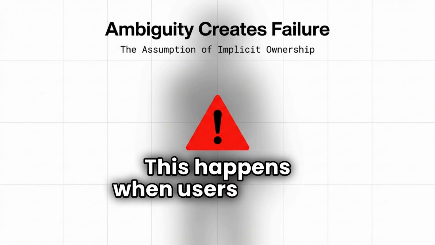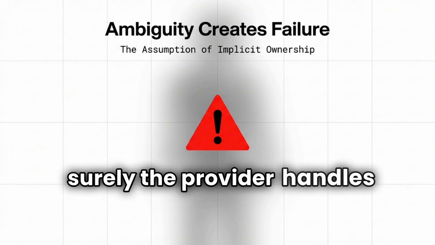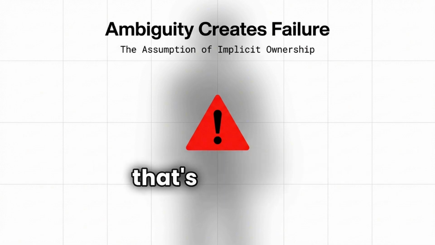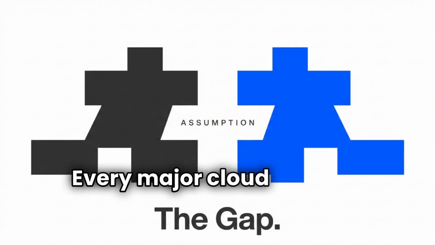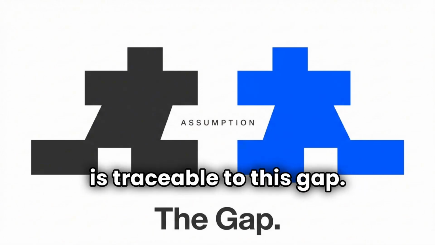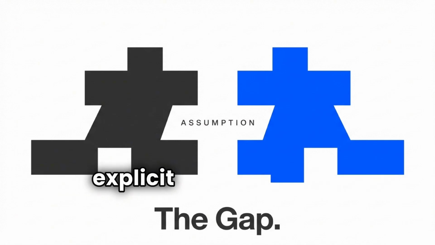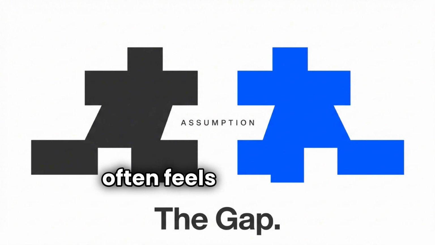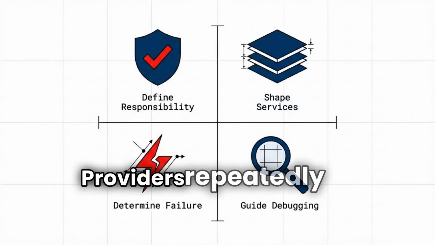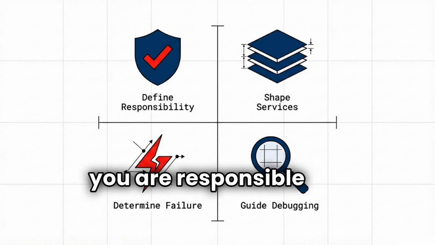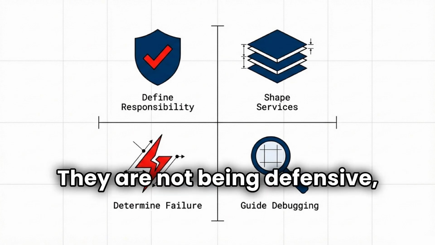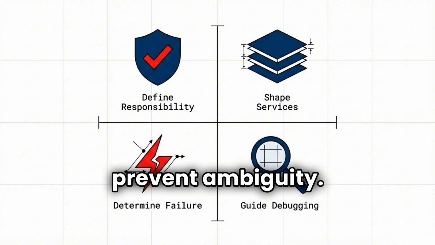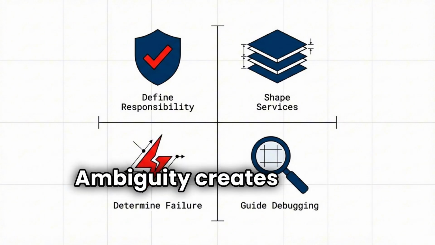Now let's talk about one of the most dangerous assumptions: the assumption of implicit ownership. This happens when users believe, surely the provider handles this, or when providers assume, surely users understand that's their job. Every major cloud incident is traceable to this gap. Ownership boundaries must be explicit to be effective. This is why cloud documentation often feels repetitive. Providers repeatedly say, you are responsible for. They are not being defensive, they are drawing boundaries. Clear boundaries prevent ambiguity. Ambiguity creates failure.